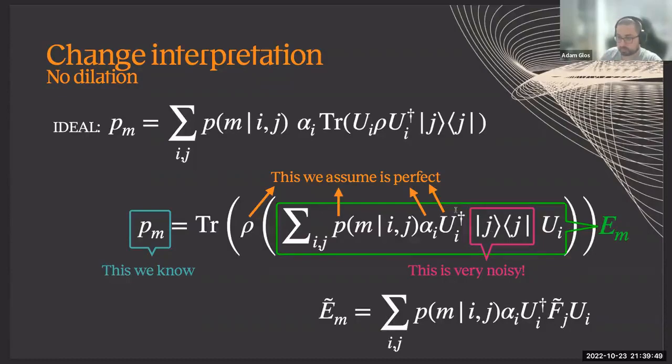How can we do this? We can make a tomography on this J. We can make this tomography on J, derive the actual noisy effect J tilde, and just inject this into this original formula. Thanks to that, we can always know the probability of the measurement. We just need to put different input states to derive this.